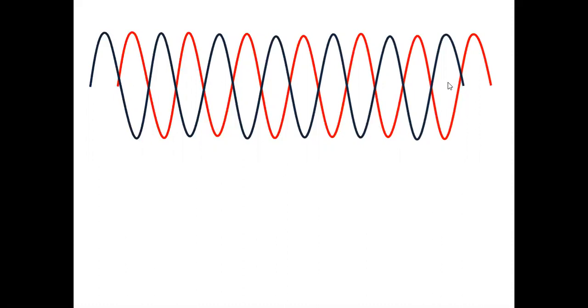What is the condition of this molecule? This molecule says, sir, this black ripple is asking me to come above, and the red ripple is asking me to come below. What should I do? I am sitting quietly and I don't vibrate at all. So no wave is produced.